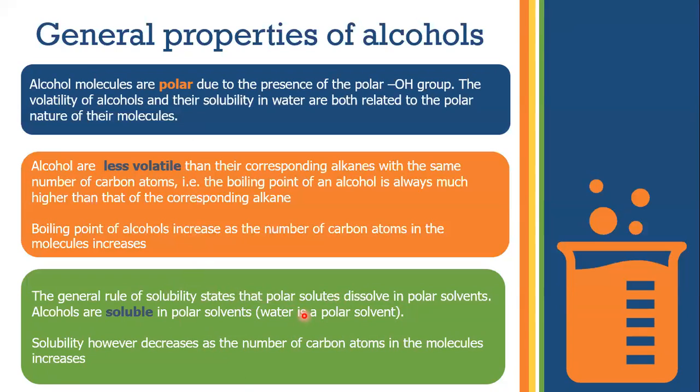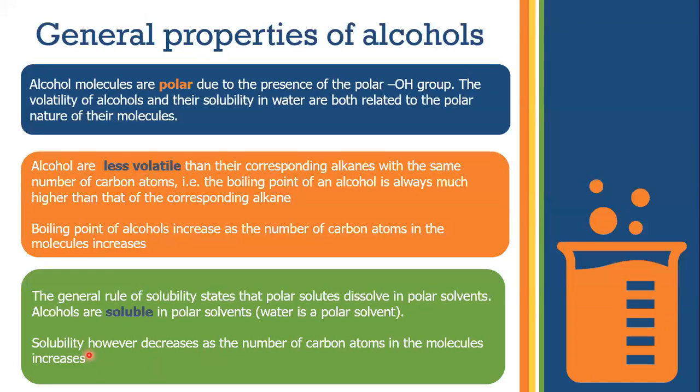That's why, if we go back to mixtures and separation, you remember having miscible liquids? A miscible liquid is basically two liquids of differing boiling points that form a homogeneous mixture. In this case, water and alcohol can do that because of the polar nature of both compounds.